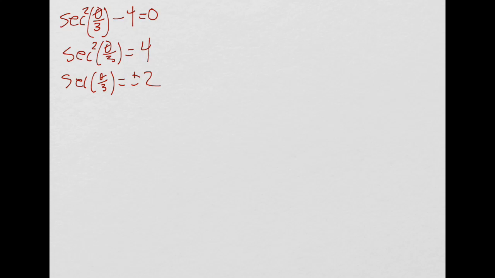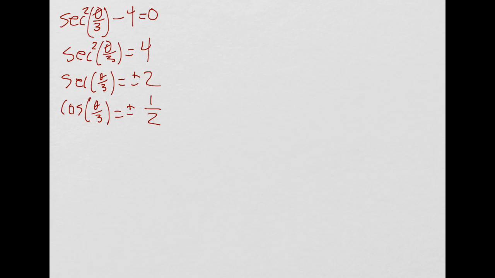Secant theta is the reciprocal of cosine theta, so I can write this as cosine theta over 3 equals plus or minus 1/2, the reciprocal of 2. That's fun and cool. I like that.